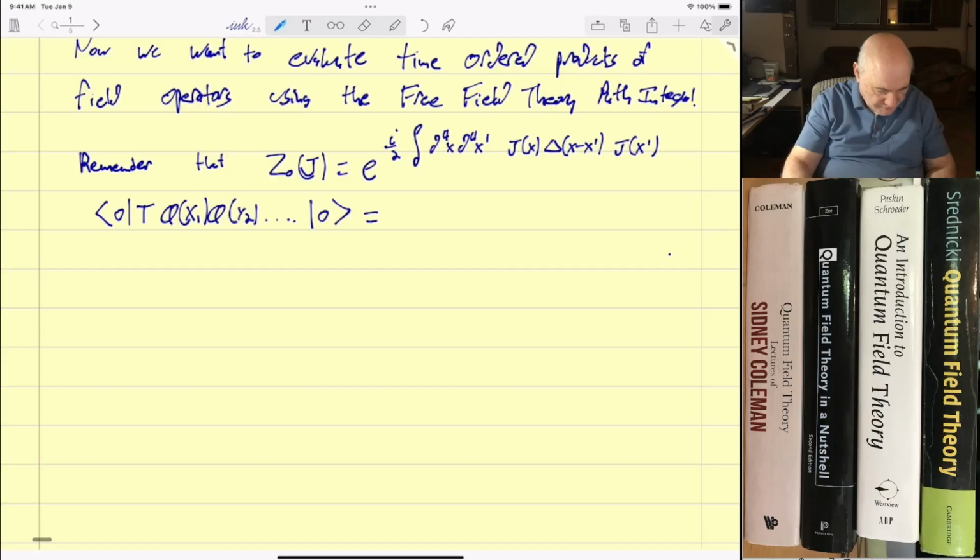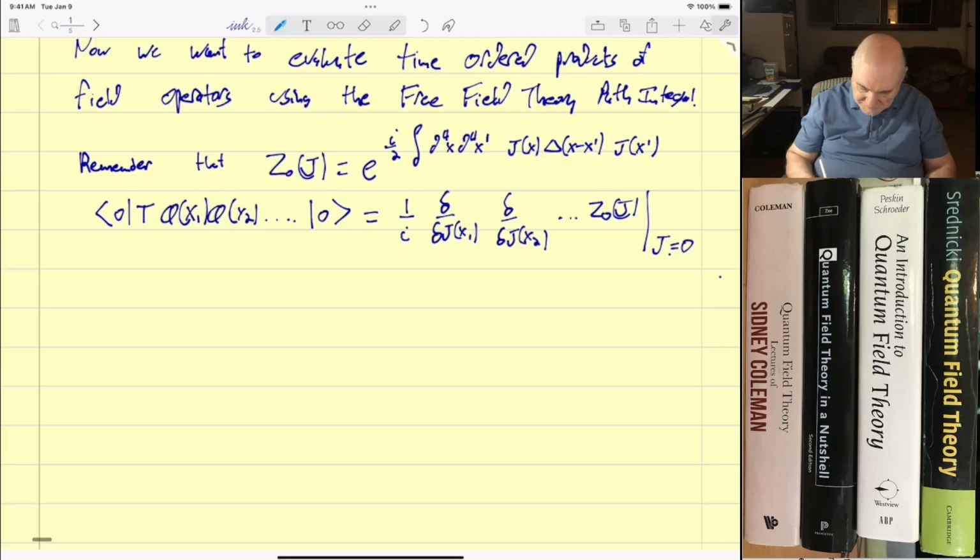And this is given by 1 over i, same thing as for the harmonic oscillator that we did previously, delta over delta J(x1). These are functional derivatives applied to Z0[J], and then we evaluate them at J equals 0. And okay, so this we've established.